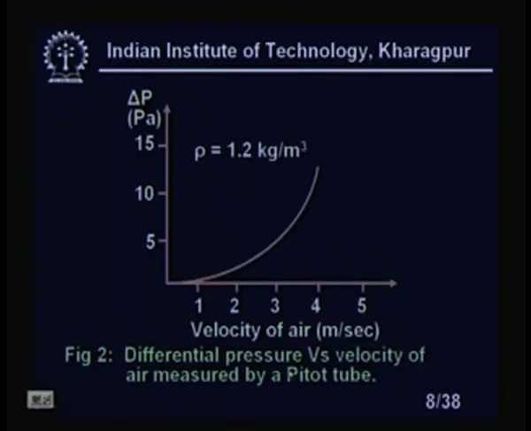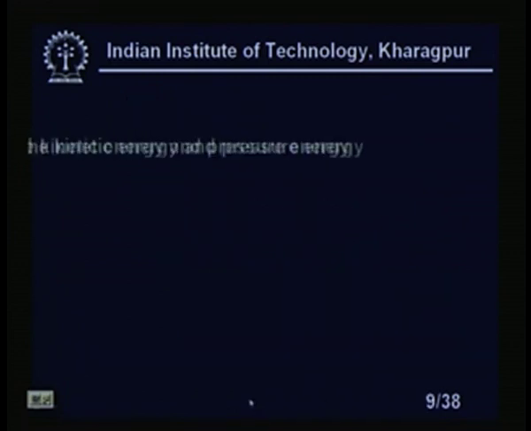Let us go back to theory again. You see this is the relation between the velocity of air versus the differential pressure. On the X axis we have plotted the velocity of air, and on the y axis the differential pressure delta P, which is in Pascal. Velocity is in meter per second, and the density is 1.2 kg per meter cube. This is the differential pressure versus velocity of air measured by a pitot tube. As you can see, it is non-linear in nature, so this creates a problem.